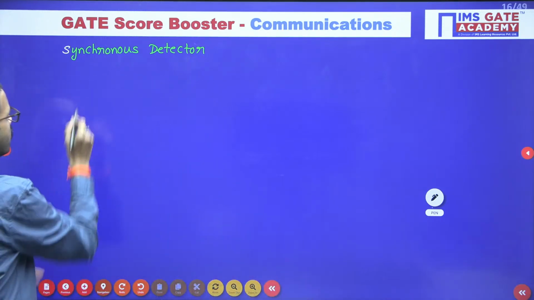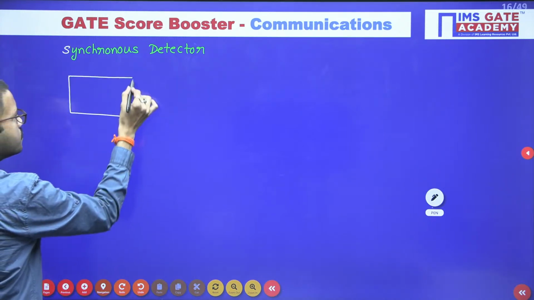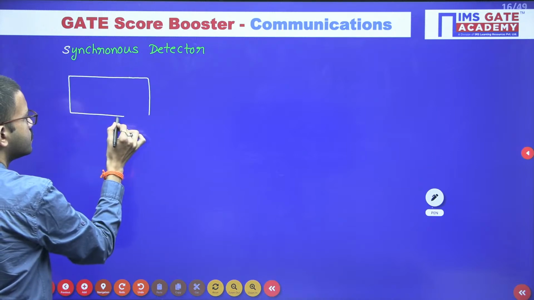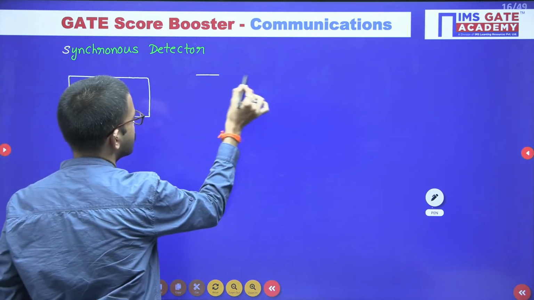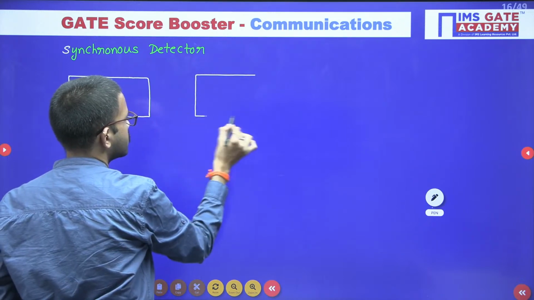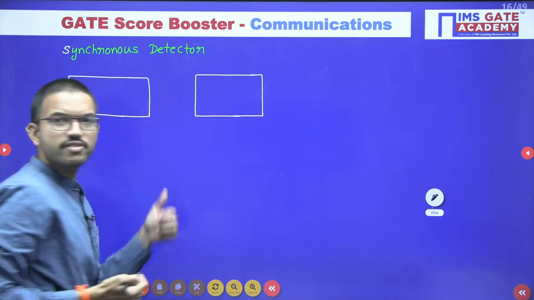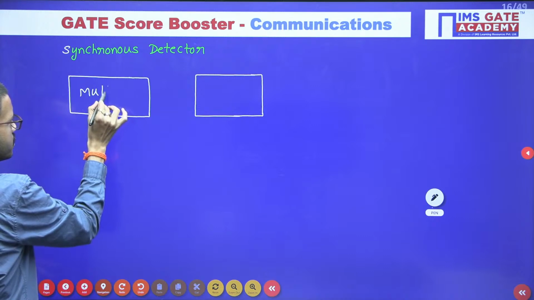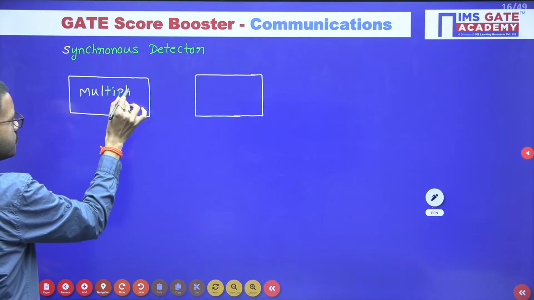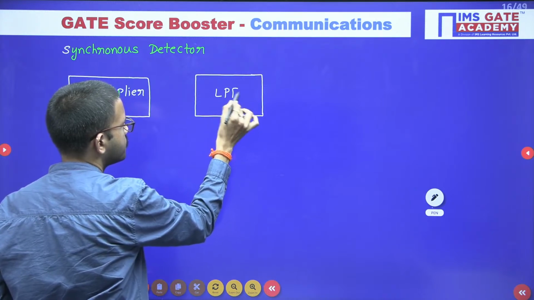Here we are going to have 2 blocks regarding synchronous detector. Can you recall? Yes, very good. The first one is multiplier, multiplier or product modulator. And the second one is low pass filter.